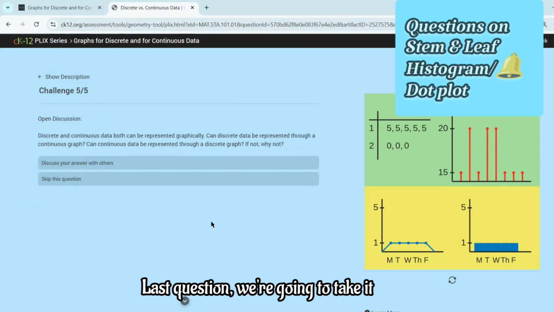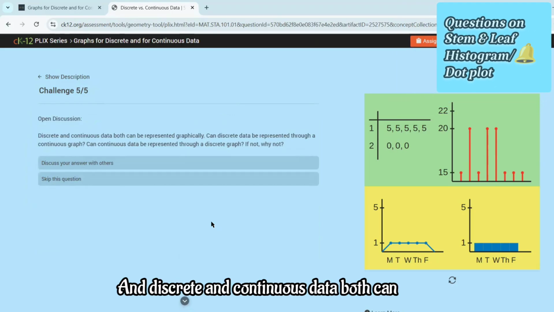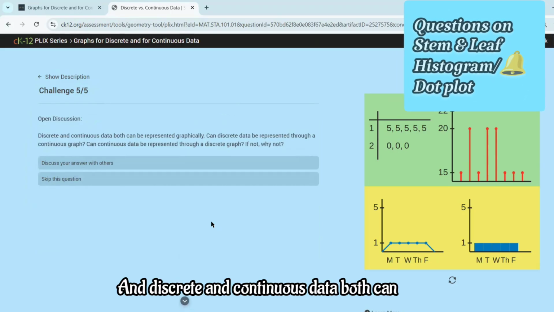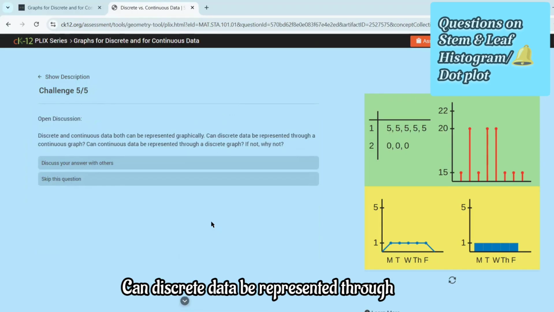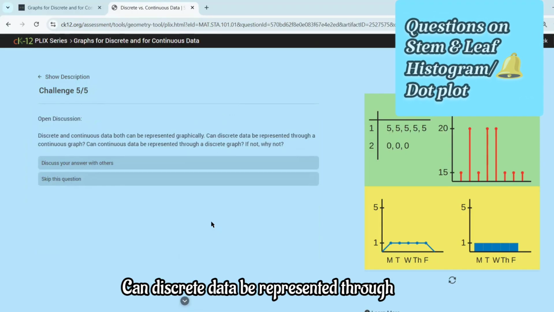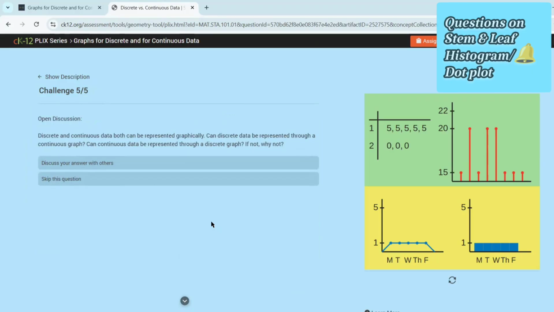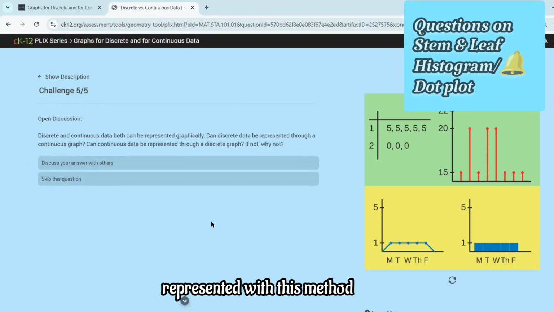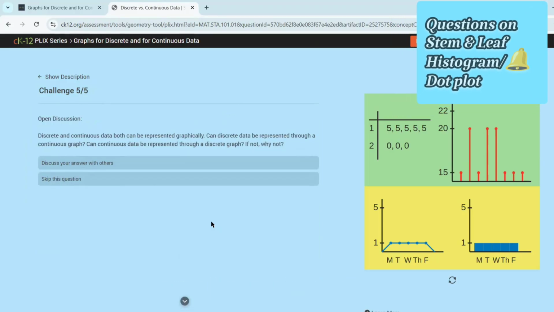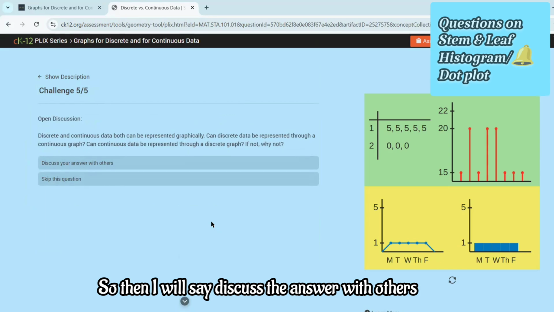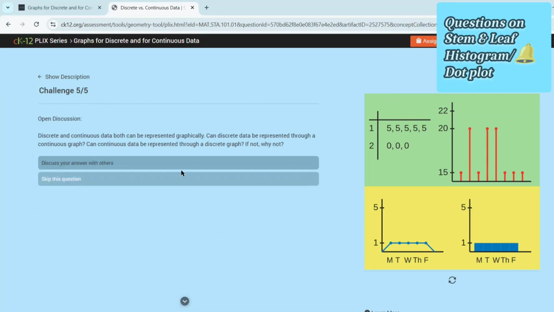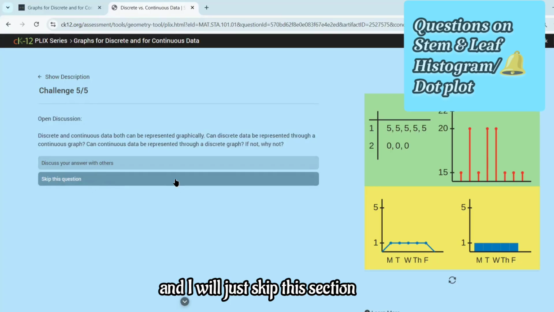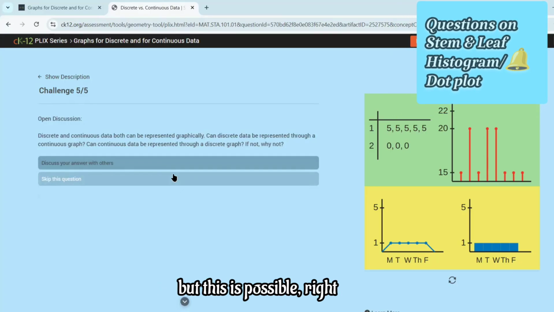Last question we are going to take. Discrete and continuous data both can be represented graphically. Can discrete data be represented through the continuous graph? Can continuous data be represented through this graph? If not, why not? So then I will say discuss the answer with others. So, okay, this we can do. I'll just skip this question, but this is possible, right?